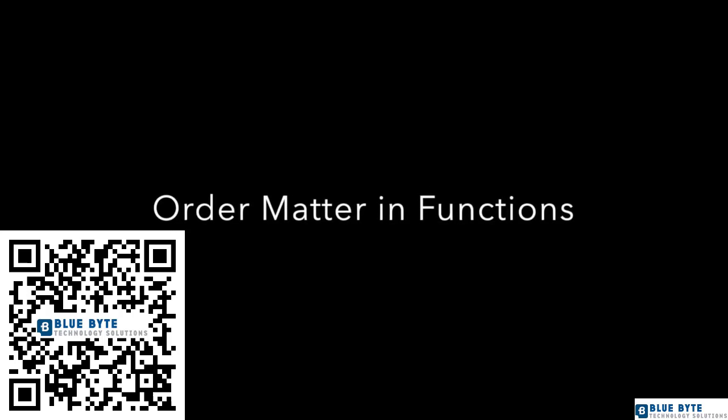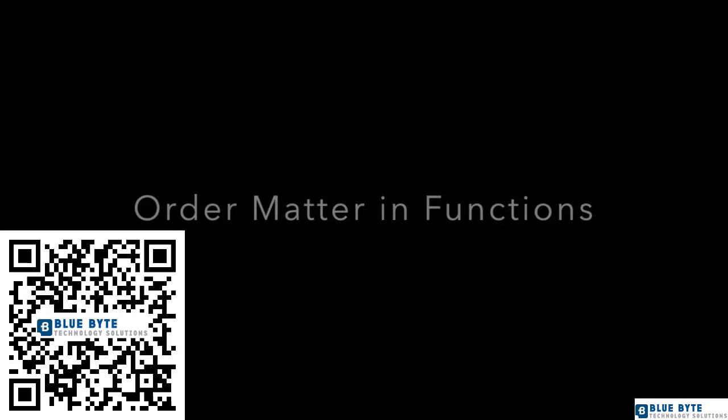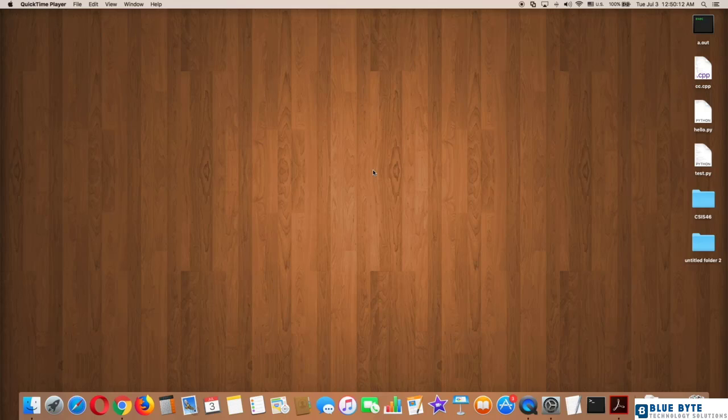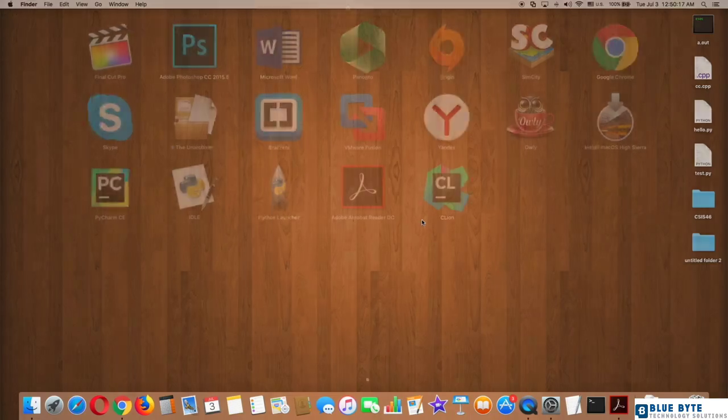Order matters in functions. Following the order of function parameters is important. For example, if you have a function that has two parameters, when you call the function in the main program, you need to type the two arguments. If one of the arguments is left out in the function call, the terminal will give you an error.